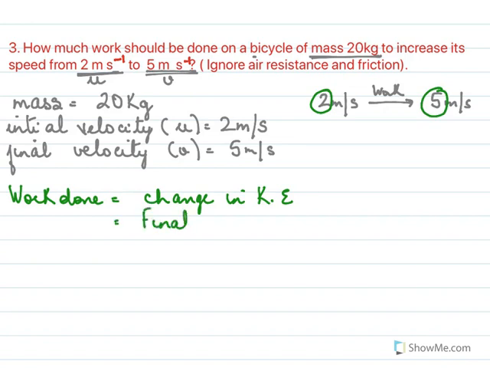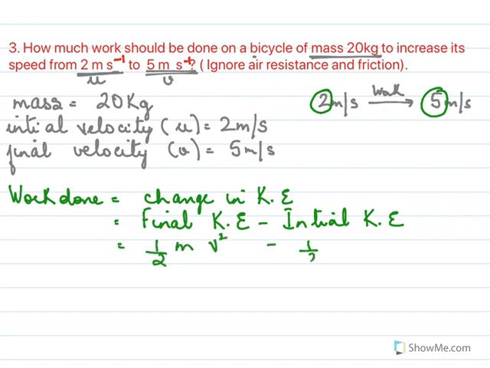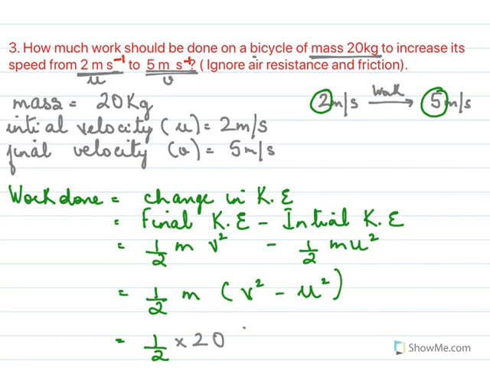So we'll do final kinetic energy minus initial kinetic energy. Now final is half mv square, final velocity, initial half mu square. We take half m common out, so this is v square minus u square. So half, we saw that the m was 20 and the v, we saw final velocity is 5, so it is 5 square minus 2 square.